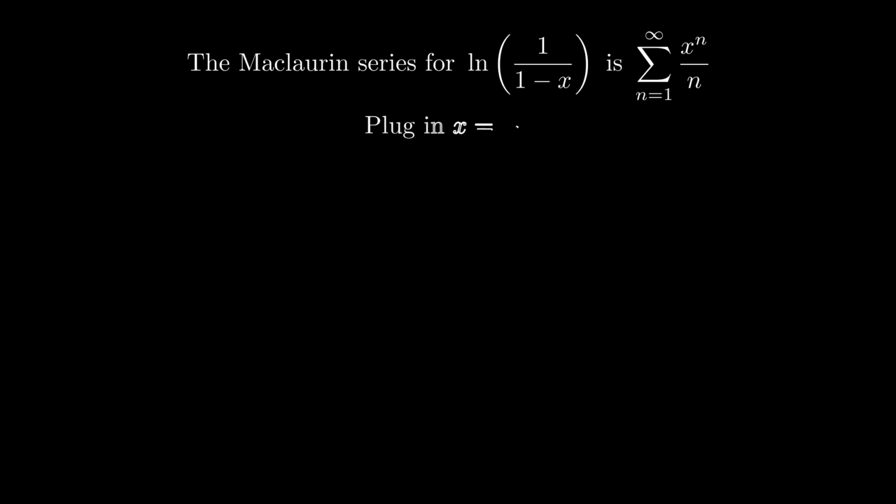Now we simply plug in x equals -1 into this, because doing so gives us a Maclaurin series of -1 to the power of n divided by n, which is basically what we wanted to find. So doing so gives us the natural log of 1 over 2, which is the sum of the desired series.